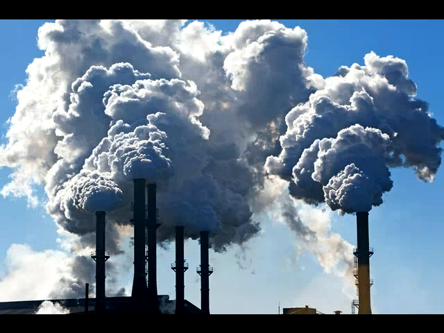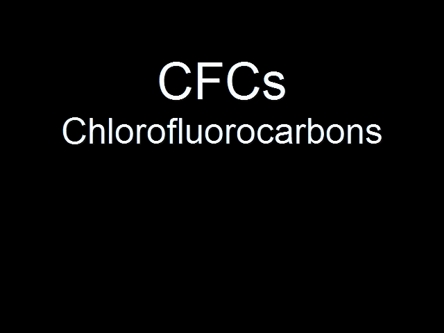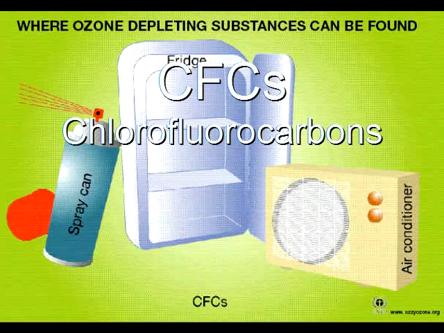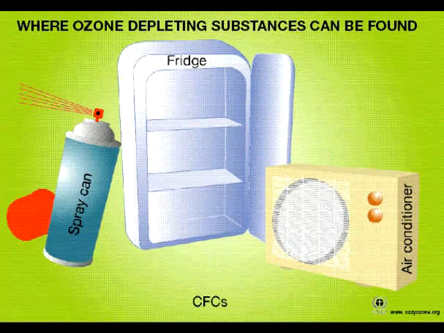Human activities have interfered with the stratospheric chemical processes, mainly by releasing chlorofluorocarbons, CFCs, into the atmosphere. The result is a partial depletion of the ozone layer. Here is how it works.